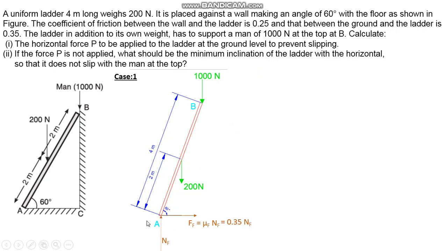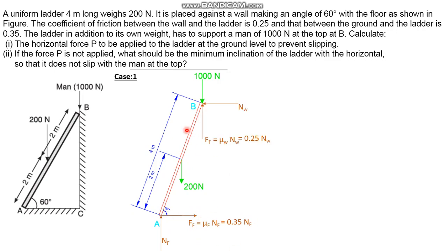So here, since the ladder slips to the left side, the frictional force will be on the right side. I have taken that as FF, the frictional force at floor level. Therefore the frictional force equals mu into normal reaction. This is the normal reaction NF. So mu F into NF. The friction coefficient between the ground and the ladder is given as 0.35. Therefore this becomes 0.35 NF.